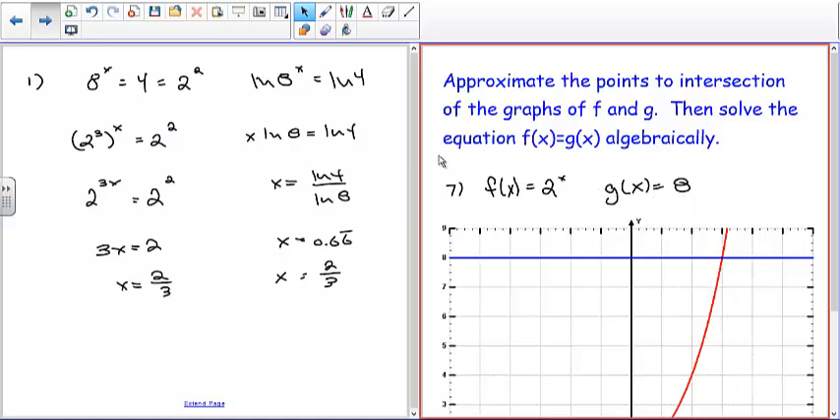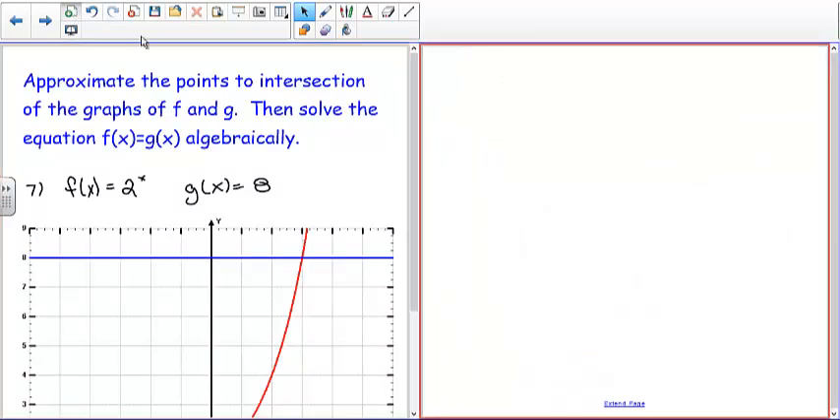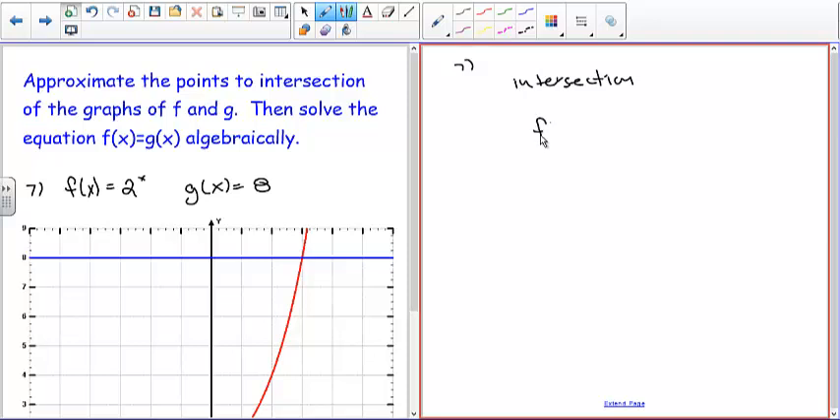So anytime you're trying to find the intersection of two functions, you just set the functions equal to each other. So at this point where they intersect, f of x equals g of x. So for number 7 here, we're saying the intersection is where f of x equals g of x. So if I plug in f of x, I'll get 2 to the x is equal to 8.